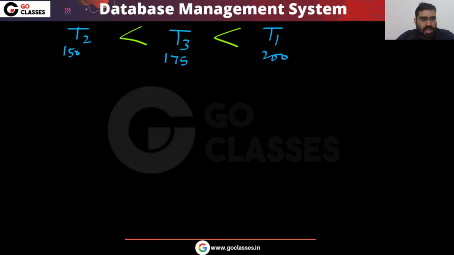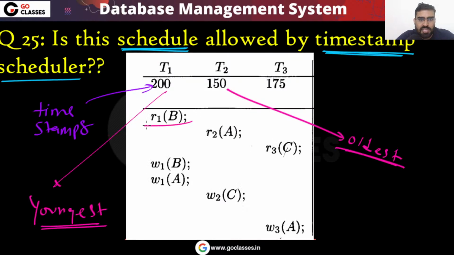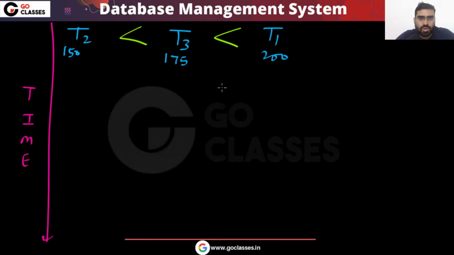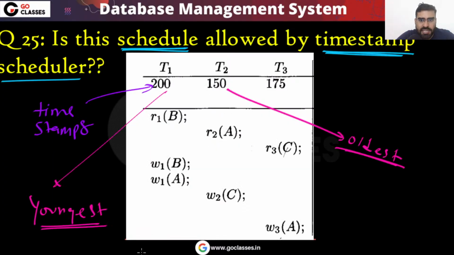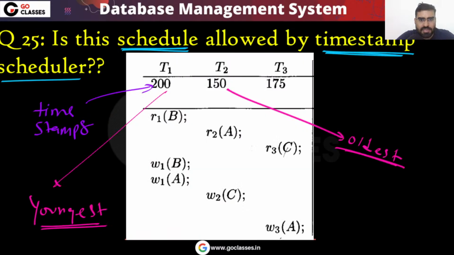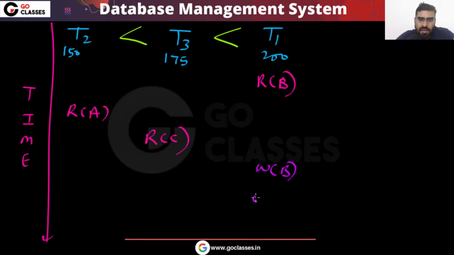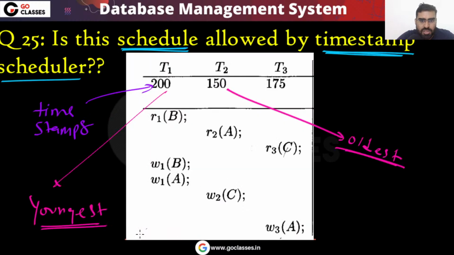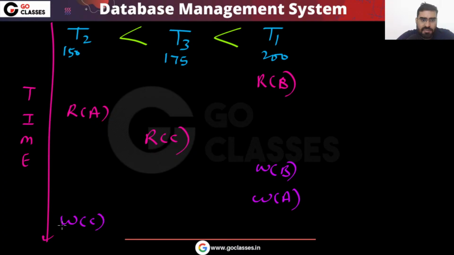Yes or no? Correct. Now remember, the time is going like this. So T1 is reading item A, T1 is reading item B. Then T2 reading item A, then T3 reading item C, then T2 reading item A, then T3 reading item C. Next, T1 is writing B, writing A, then T2 is writing C, and then T3 is writing A. Okay, that's it. So now you tell me, is this schedule allowed or not?